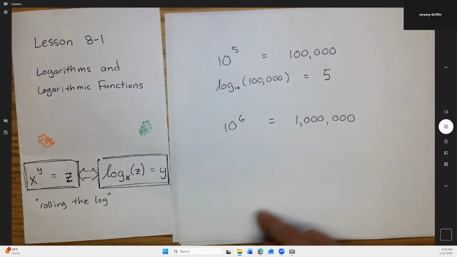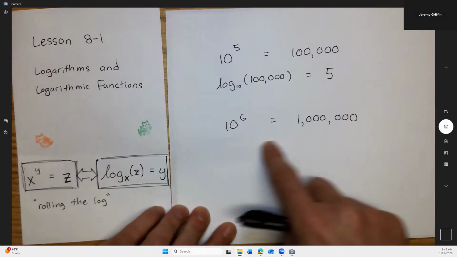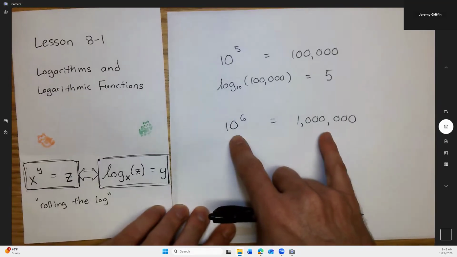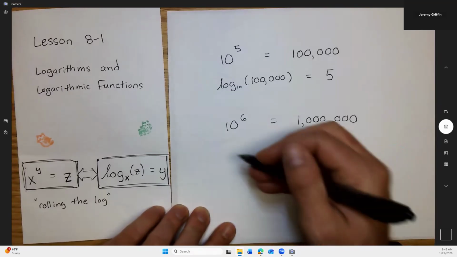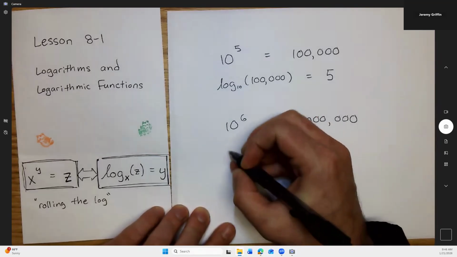How about this? Can you rewrite this one as a logarithm? So 10 to the 6 is a million. Okay. How can I write that in logarithmic form?